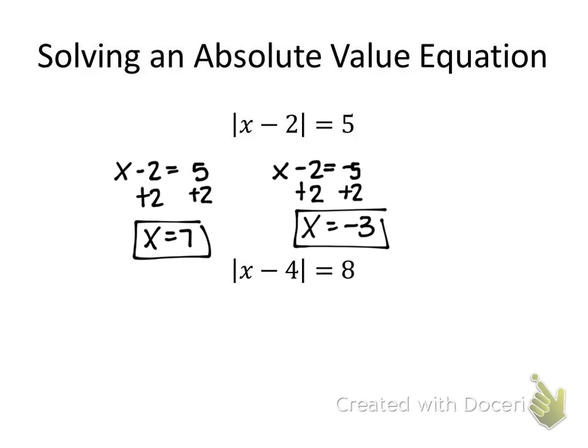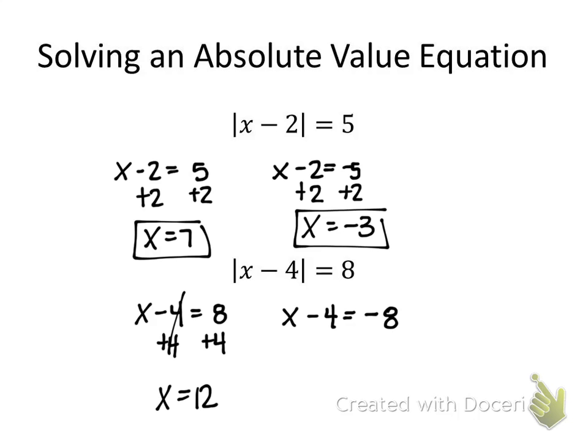Okay, so step 1, drop the bars. So I write x minus 4 equals 8. Step 2, write it again, but with a negative answer or an opposite answer. So x minus 4 is equal to negative 8. I just write it twice, and then you can solve it. So I add 4 to both sides, and I get x is equal to 12. Again, add 4 to both sides. This time, x is equal to negative 4.